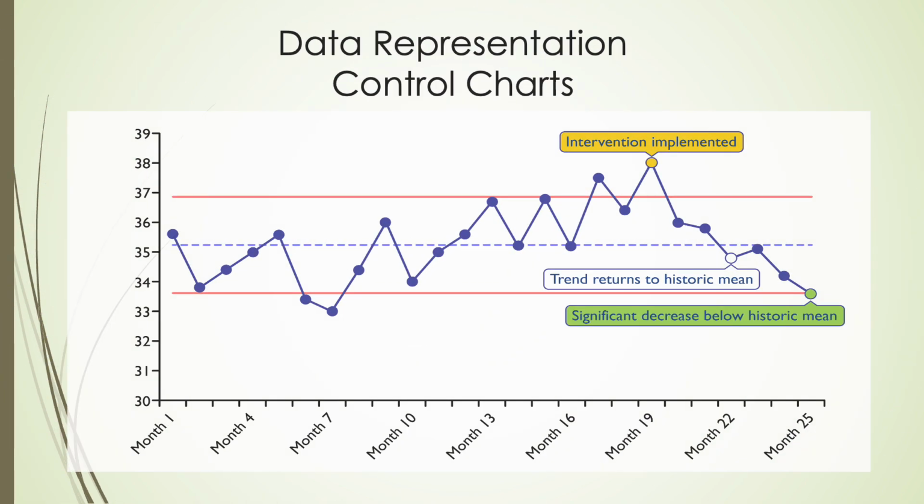This control chart visually demonstrates the impact of a strategic intervention on a key metric, tracking its performance over time against a historic mean. Initially fluctuating within expected bounds, the data reveals a significant and sustained decrease below the established average following the intervention, illustrating a clear cause and effect relationship. By quantifying this shift from month 1 through month 23, the chart provides empirical evidence of improvement, emphasizing how data-driven decisions can systematically enhance processes, reduce variability, and achieve measurable outcomes in project management and quality control.